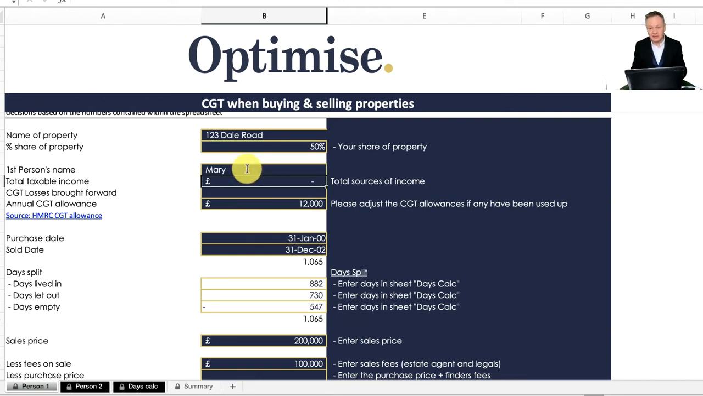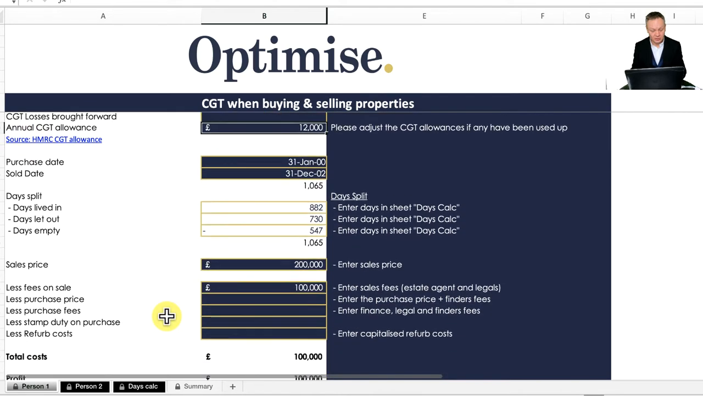And total taxable income, let's imagine now that Mary is on £50,000. She's got no CGT losses, but remember, if you do have losses from previous years of selling investments, you could bring those losses forward to minimize your CGT on this disposal. So really important, guys, remember that. You've got annual CGT allowances, so it's £12,000 we take into account, but we have got the source of HMRC CGT allowances link, which you can double check yourself.